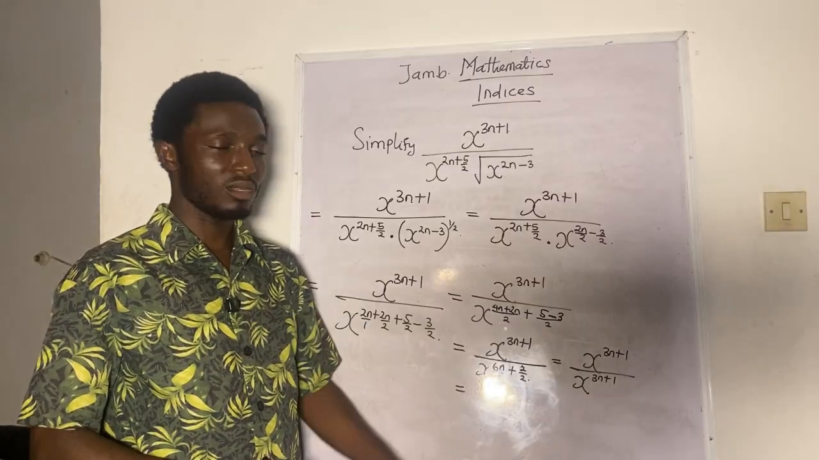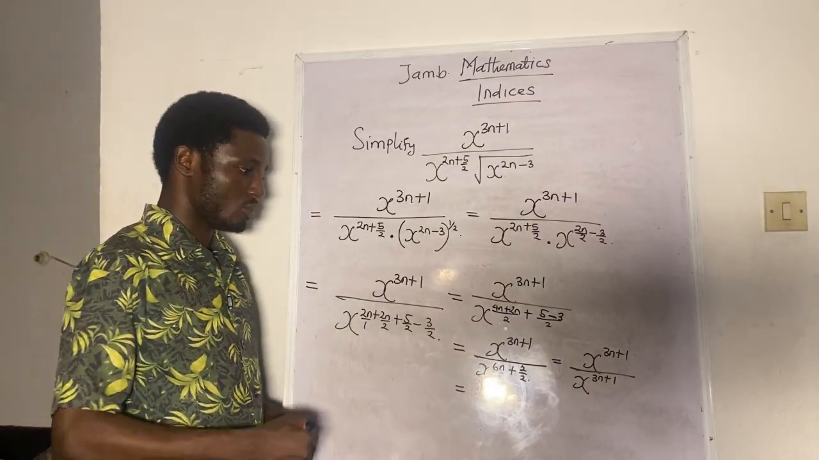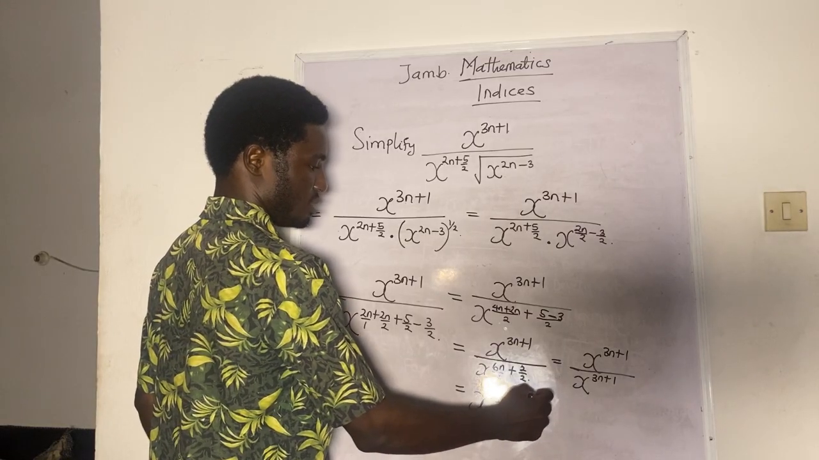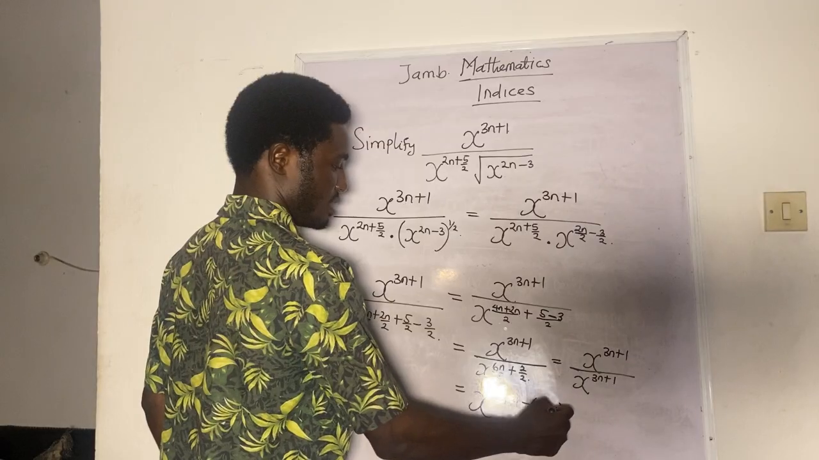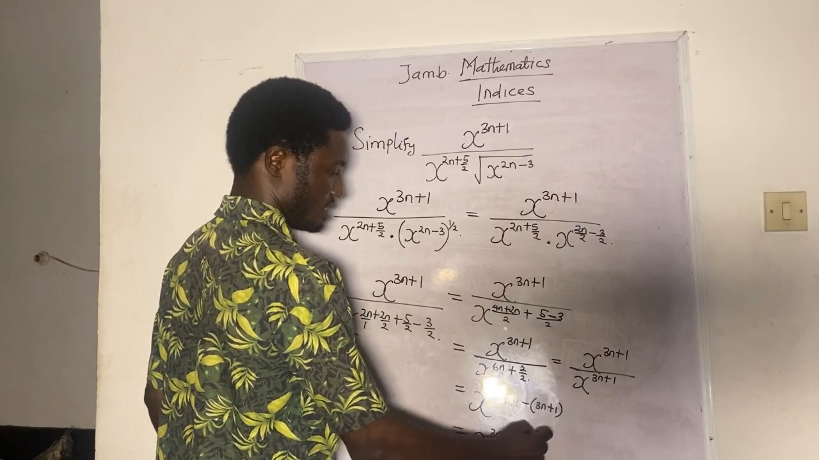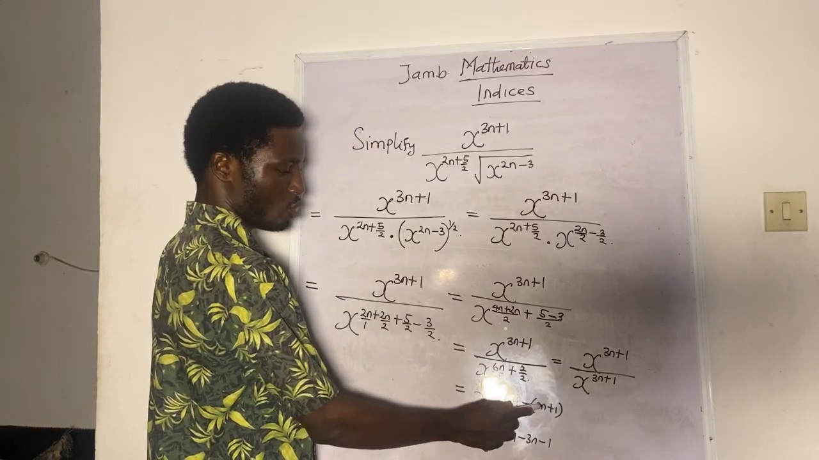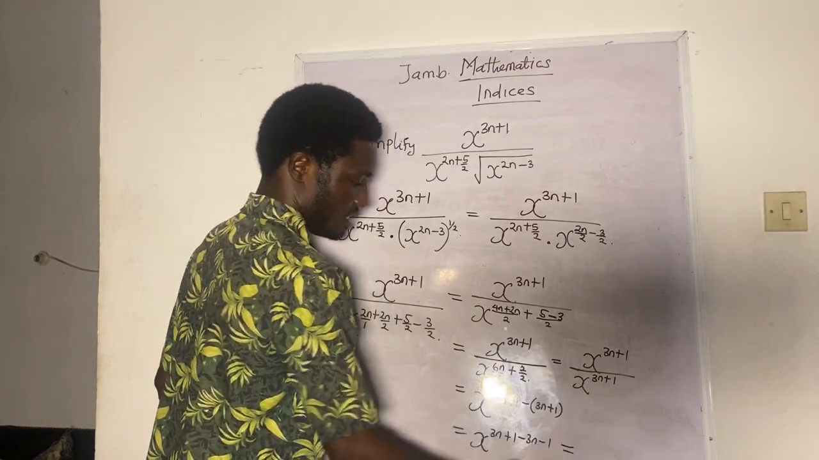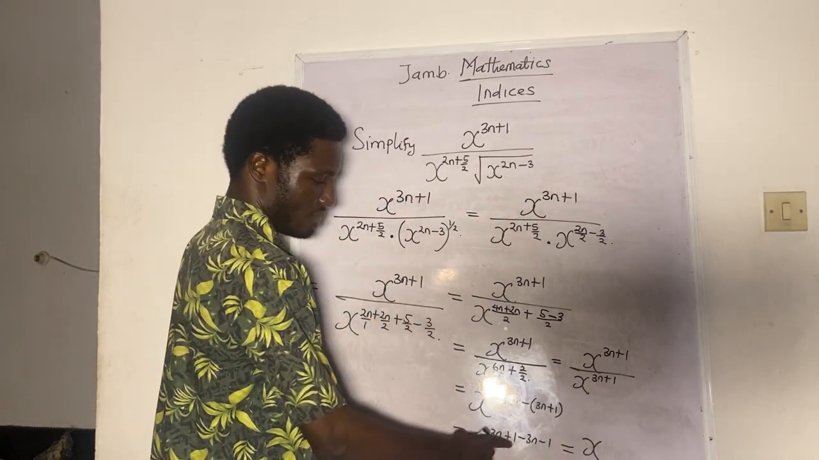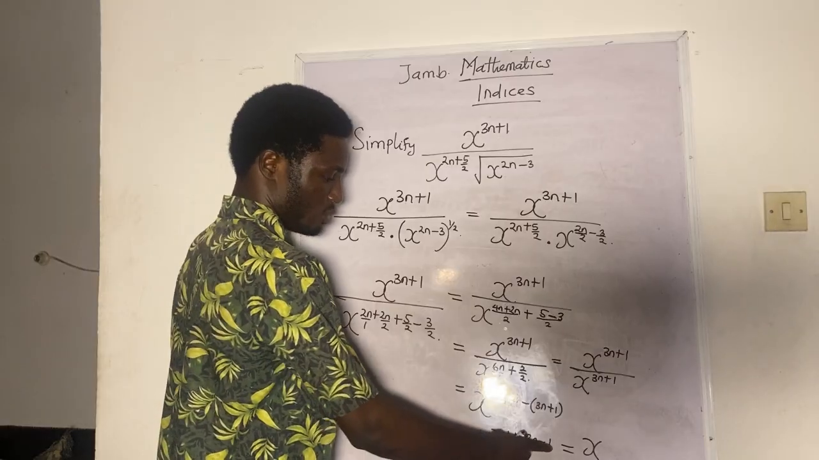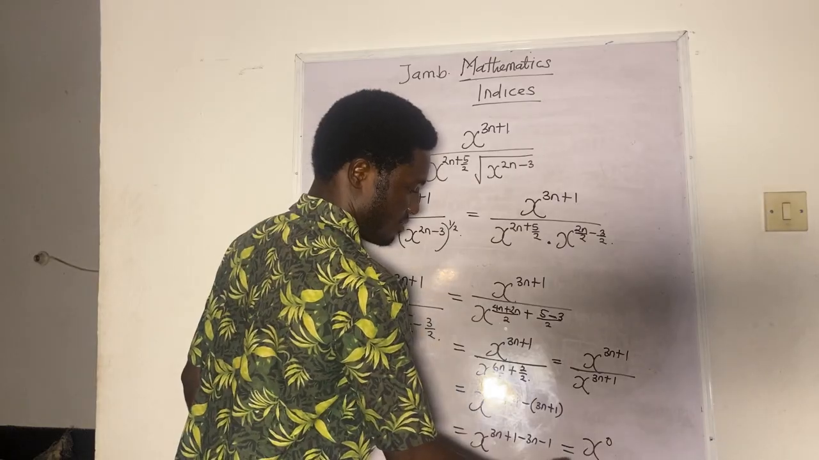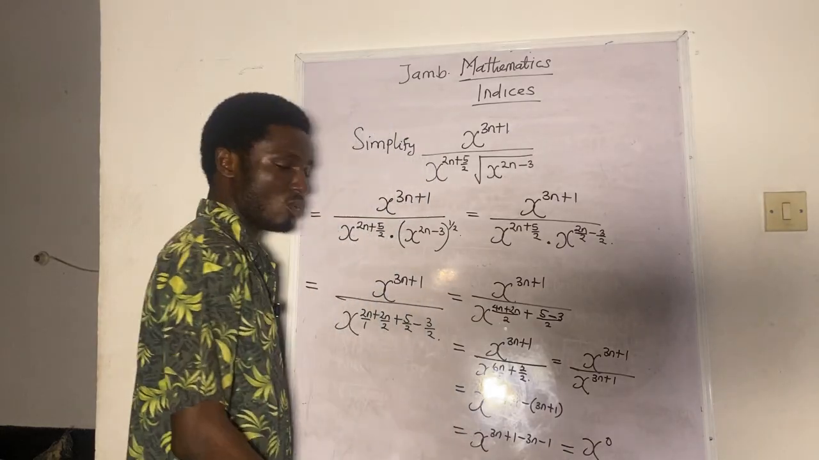In indices, when the bases are the same and you are dividing, you subtract. So that becomes x to the power of 3n plus 1 minus 3n plus 1. So that gives us x to the power of 3n plus 1 minus 3n minus 1, because you use this minus to open the bracket. So this is now equal to x to the power of 3n minus 3n is 0, 1 minus 1 is 0, so x raised to the power of 0, and our final answer here is 1.